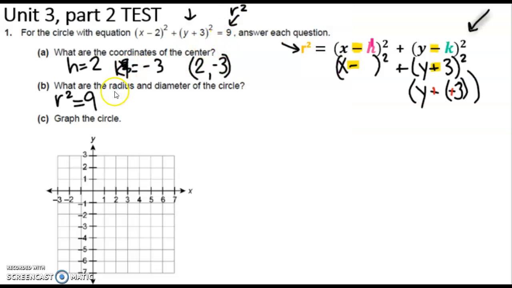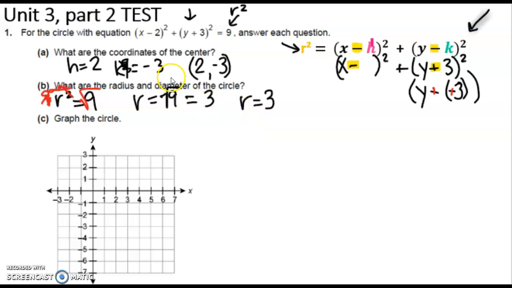So what I need to do is get rid of that squared. And to cancel out the squared, I need to do a square root. So if I do the square root to cancel out that squared, what I do to one side, I've got to do to the other, okay? So that squared and the square root over here, they cancel out. So I'm left with the radius is equal to the square root of 9, which is 3, okay? So my radius is equal to 3.